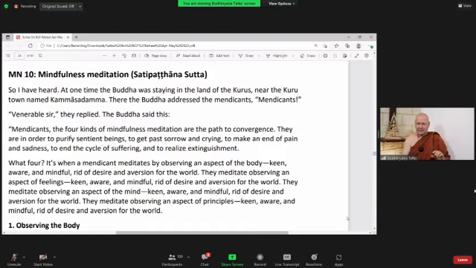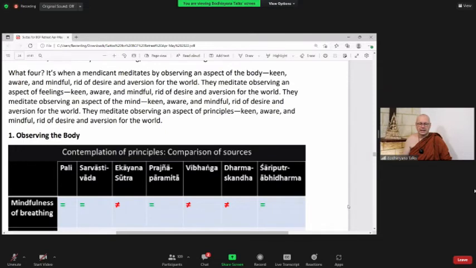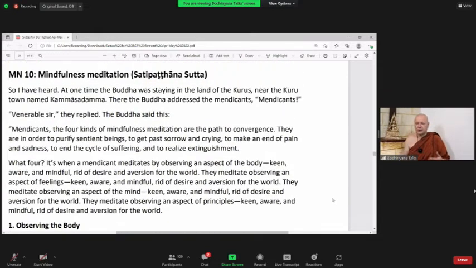To see this, we will start with observing the body, or contemplating the body. This is called Kayanupassana. So let's see what comes up here. Okay, what comes up here is precisely this comparative study. We're going to look at observing the body, and at which parts of observing the body are found in the different schools.